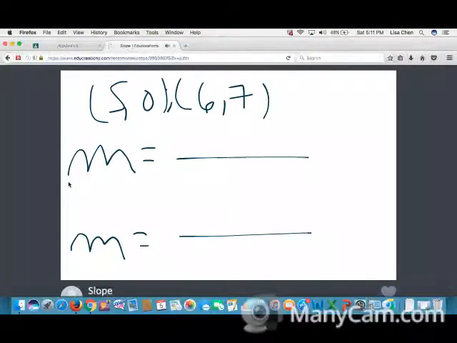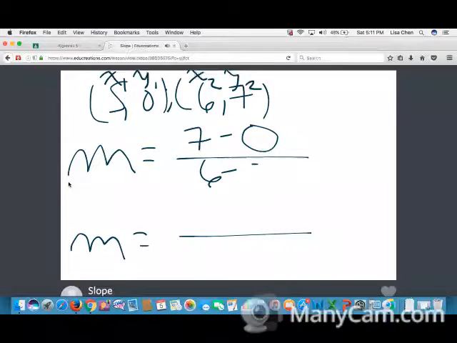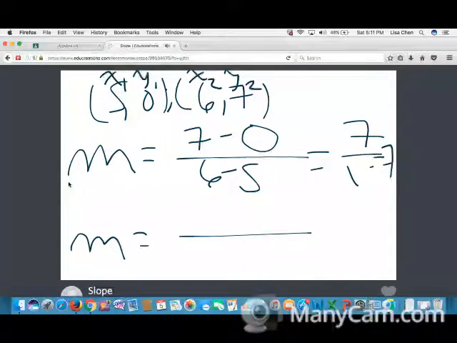Now, remember the order. Whichever pair you choose first, that's the coordinate you have to use first. In other words, I'll choose 7 as my y2, and since this is y2, this has to be x2 and x1. So, 7 minus 0 over 6 minus 5, which equals 7 over 1, which equals 7.